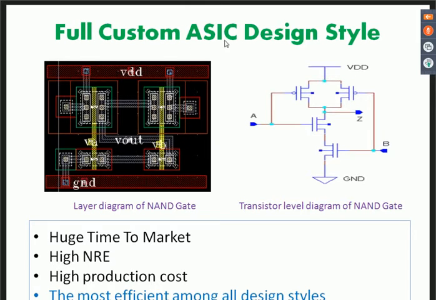Here, if you look at this full custom ASIC design flow, the designing of VLSI systems is starting from device to the system. That's how that full custom, starting from device level to system level. Now, this is the full custom ASIC flow, but it is having advantages as well as disadvantages. If you follow this full custom design flow, we'll have huge time to market. That means there is more time required to release the product into the market, as well as high NRE cost. NRE stands for non-recurring engineering cost. That means salaries that we pay for the design engineers, as well as some other things. This cost is very high if you go for full custom ASIC design. And then high production cost, since NRE cost is very high, production cost of the design is also very high.